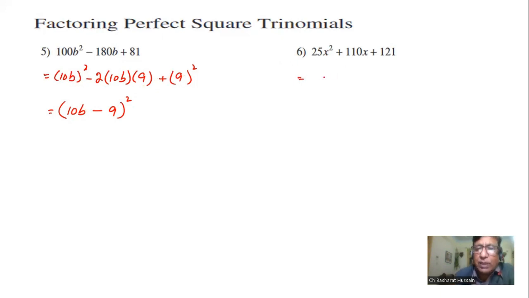So 25y square. We can convert 25y square into a square form, 5x square. And we can also write 121 as 11 square. Write down the middle term: 2 into 5x into 11. Double of both the factors, 5x and 11. 2 times 5 is 10, 10 elevens are 110.